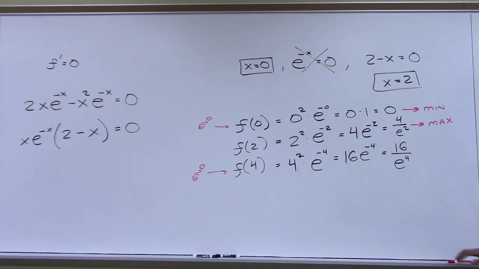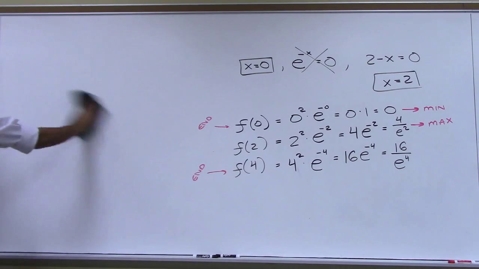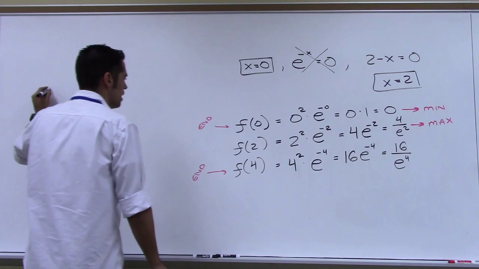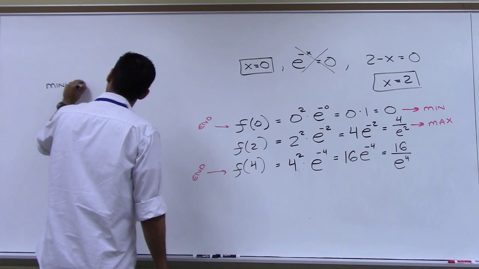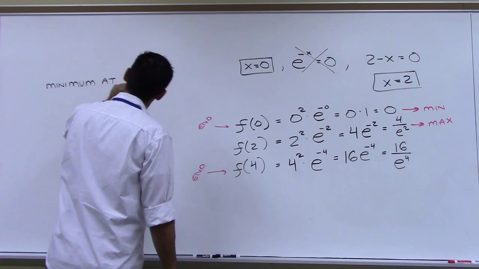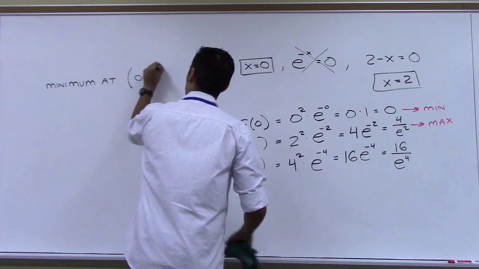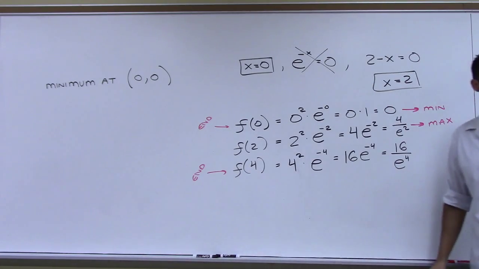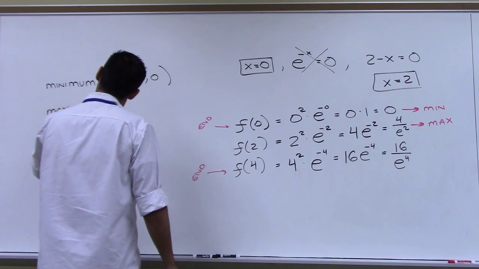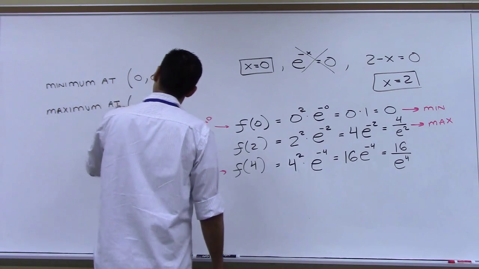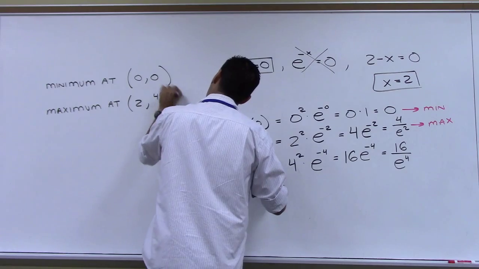So how do I want you to write this on the test? How do I want you to put this at the end and box up an answer for me? You say something like this. You have a minimum at the point, what? 0, 0. So I asked you to list it out as a point, right? And then you have a maximum at, what, 2, and then 4 over e squared.